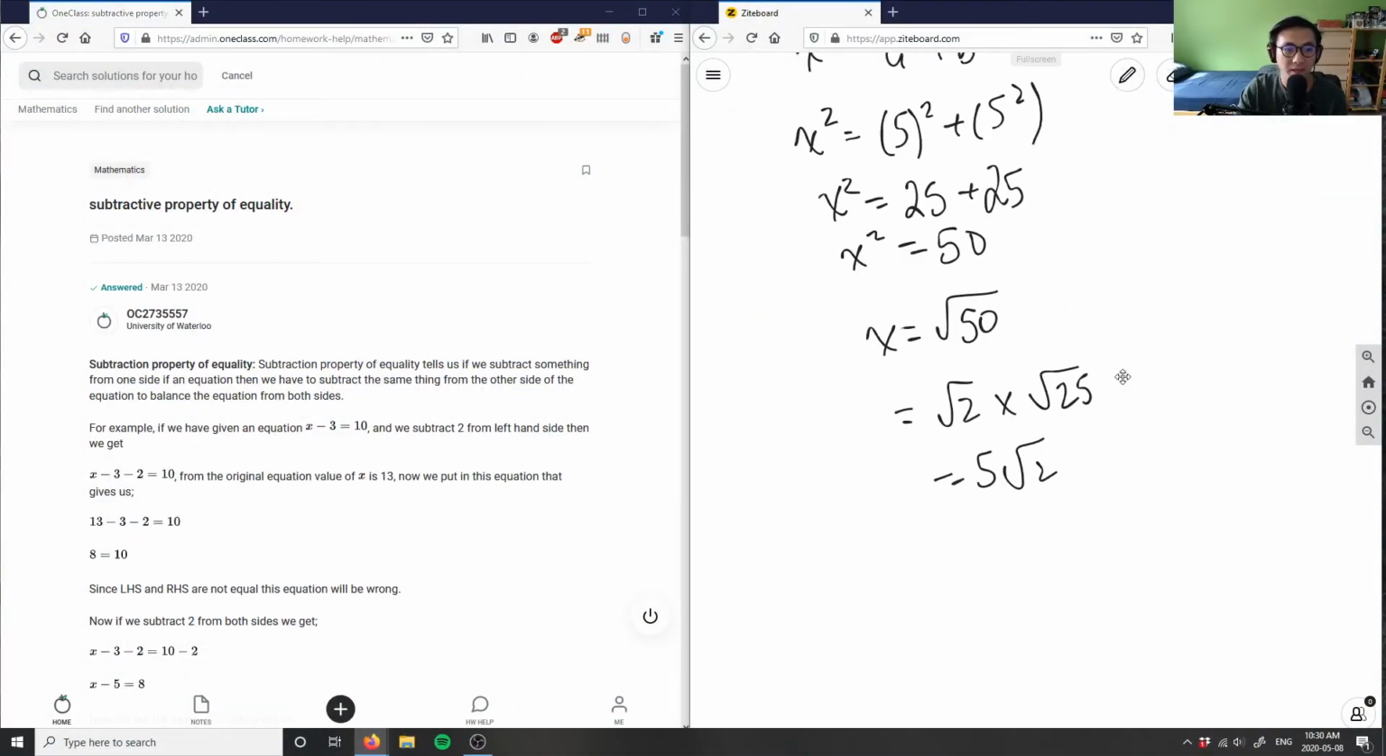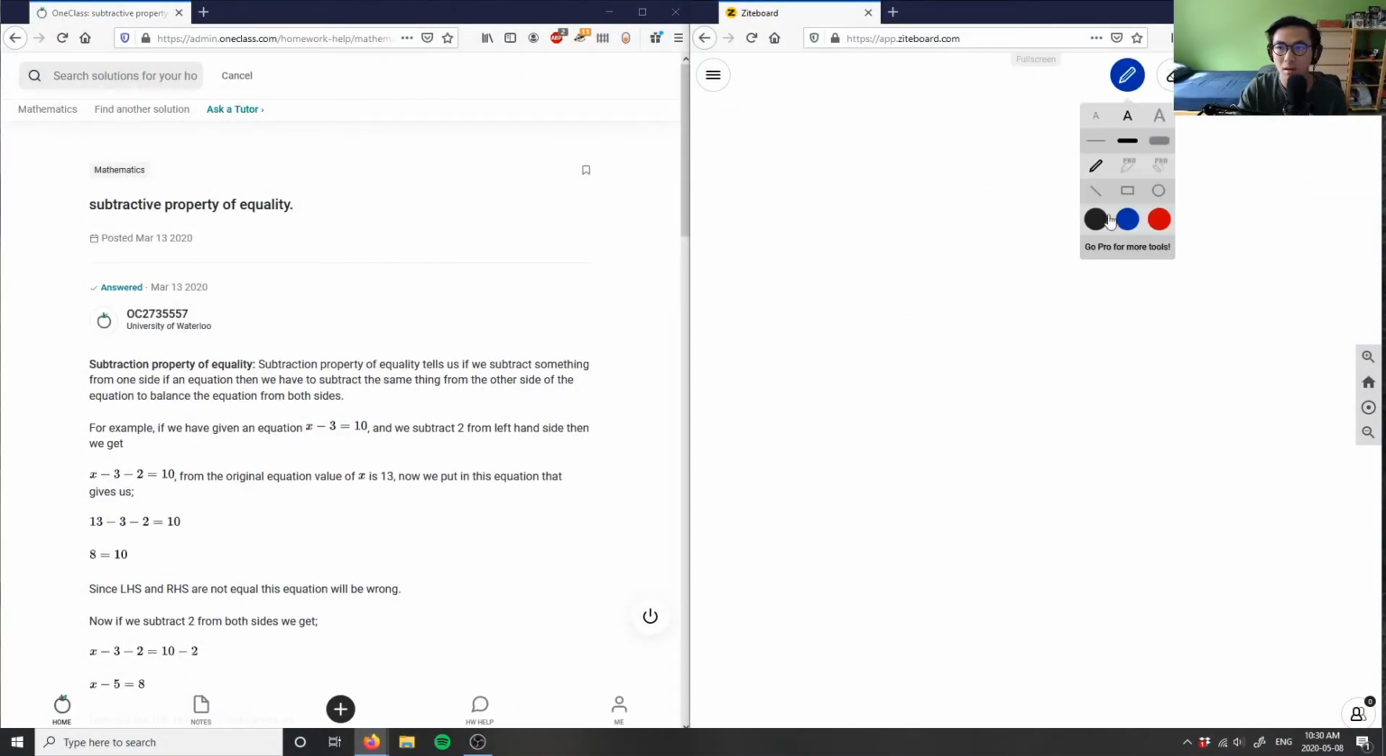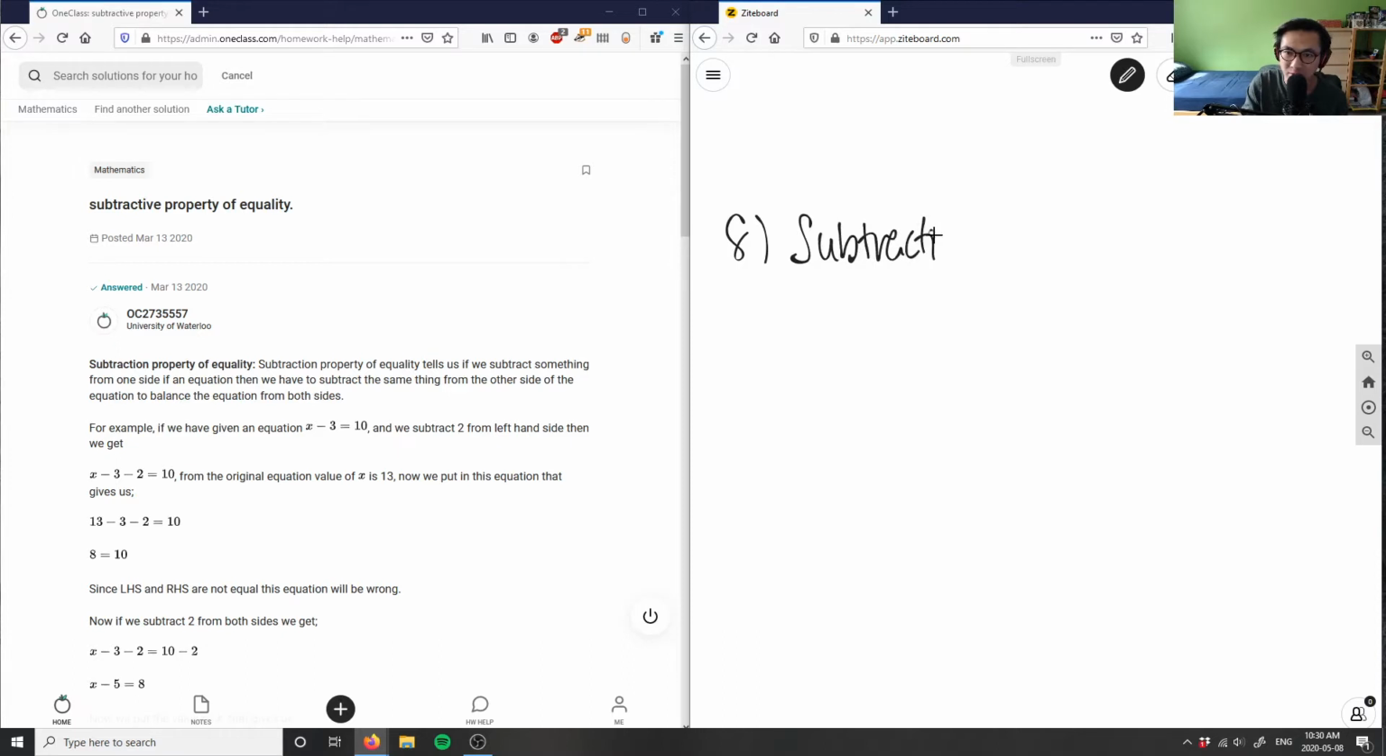Number 8 is asking, what is the subtractive property of equality? This is a pretty fancy word, but the solution gives us some type of definition, so maybe I'll go off that as well.